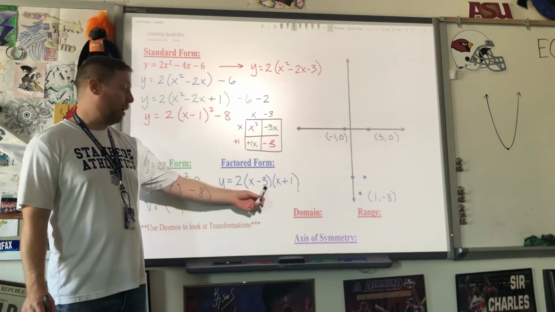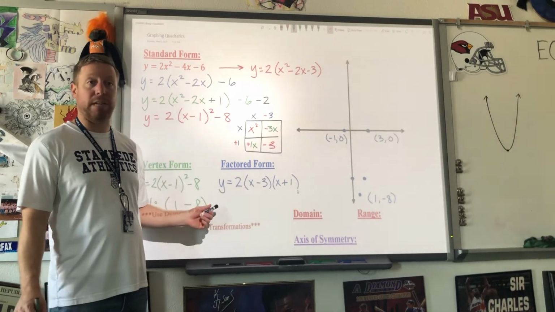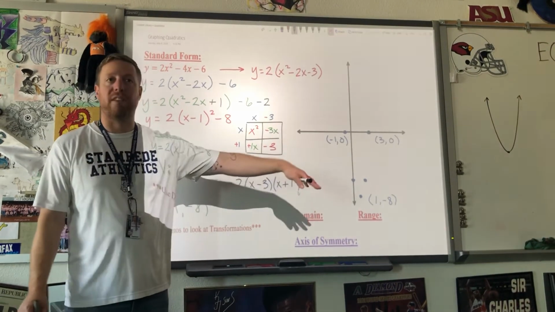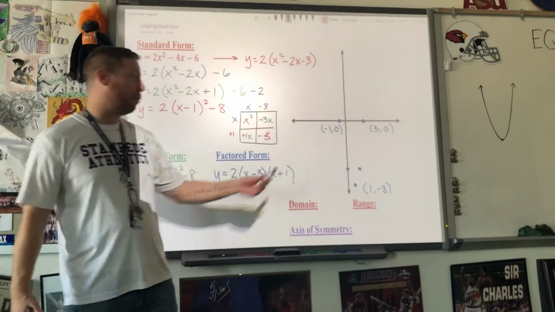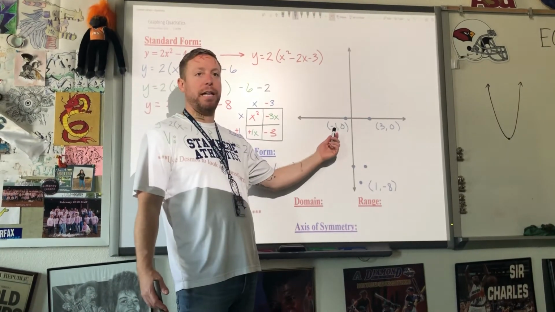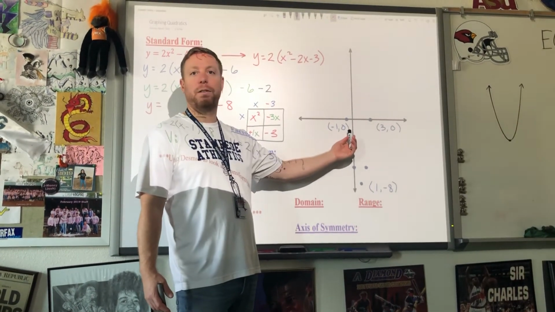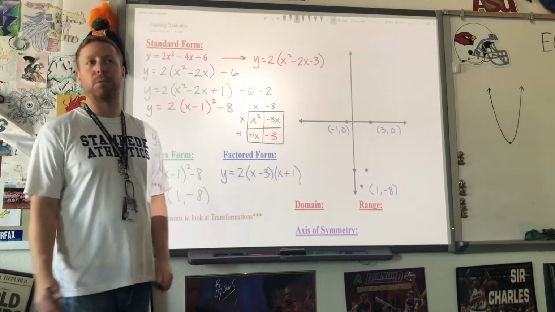Okay? The other one, x plus 1, set it equal to 0. Minus 1 from both sides, you get x equals negative 1. There's your other answer. X equals negative 1 when y equals 0. Okay, so that's where our answers are.